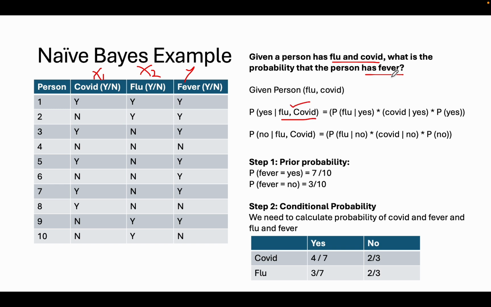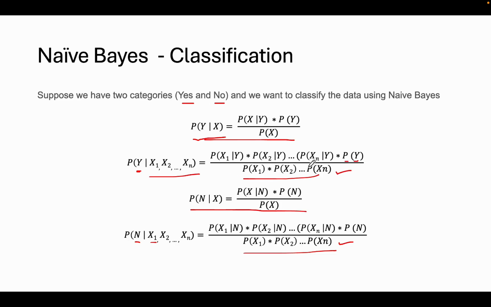We have to calculate if the person has fever or no fever. So it is a binary classification problem. So we have to calculate these two probabilities, right? One is that the person has fever, another is that the person does not have fever. And to solve this, we are going to simply take the denominator as discussed over here as well.